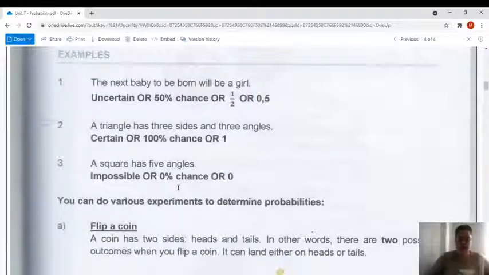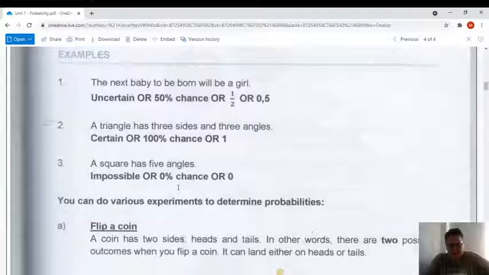A triangle has 3 sides and 3 angles. Certain, your answer will be certain, or 100% chance, or 1. Alright? It is all written differently.